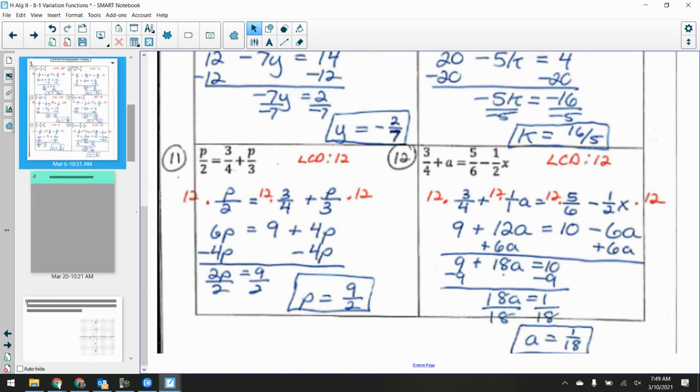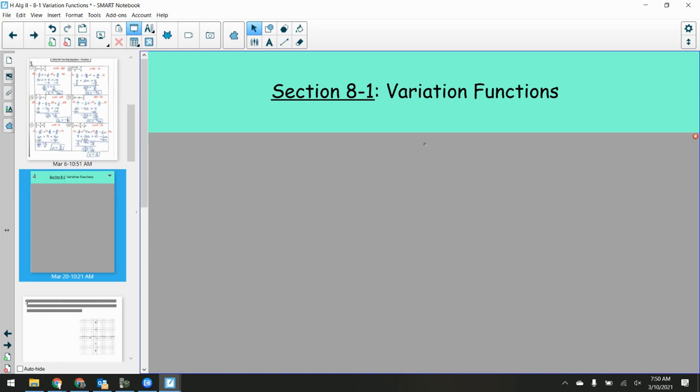So let's get to section 8.1. Let's get started within chapter 8. It's called variation functions. Variation functions, kind of like the introduction to rational functions. Now, I will tell you that you've learned some of this. Well, you should have learned some of this in Algebra 1.